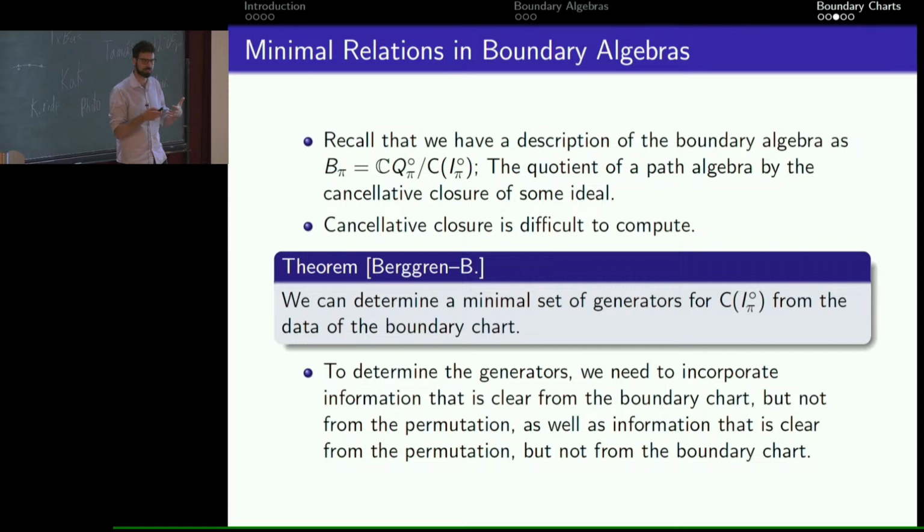So these two ways of representing our positroid really end up working together to allow us to do something about the boundary algebra. They are, of course, cryptomorphic. They carry the same information, but there are some things which are very clear from the permutation which are not so clear from the boundary chart, and vice versa.